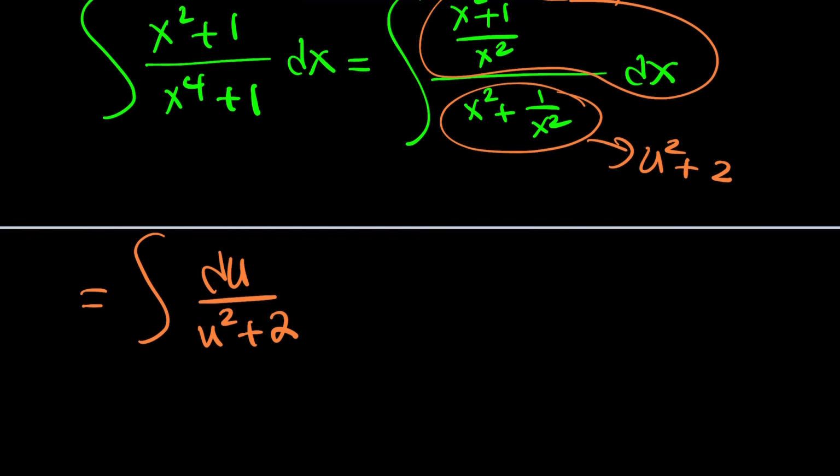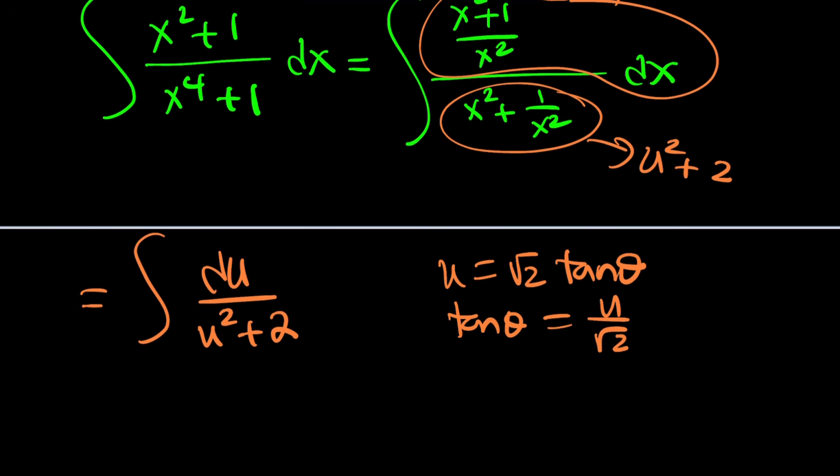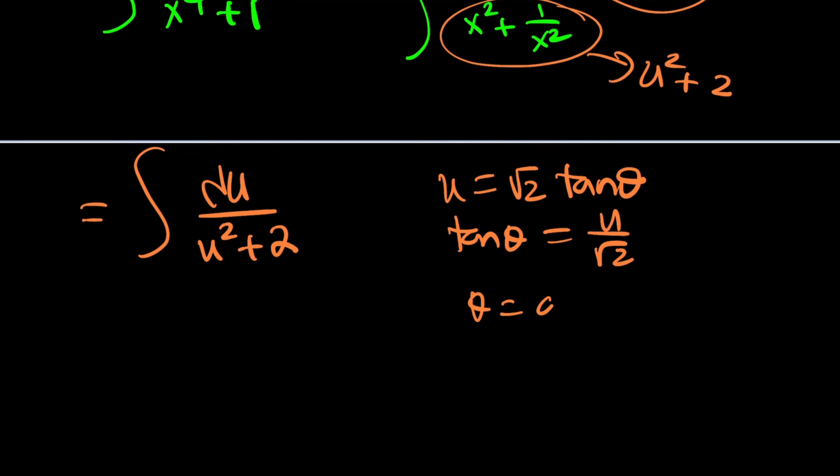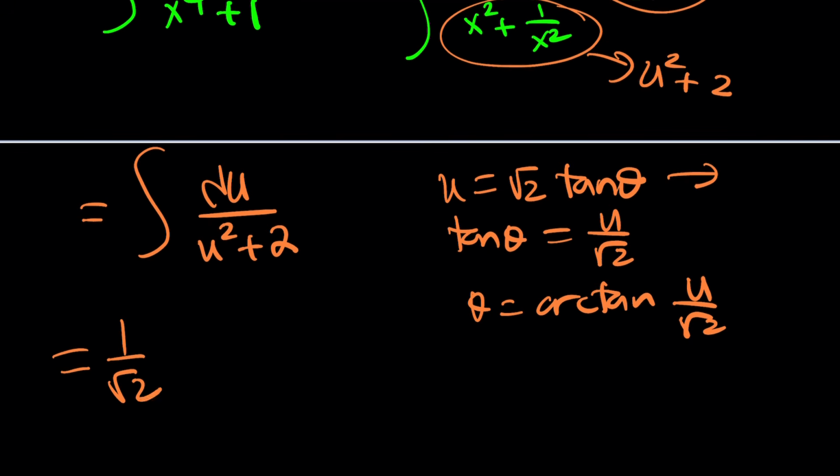Again, for the same reason, you can call this u equals square root of 2 times tangent theta. And from here, tangent theta becomes u over root 2, and then theta becomes arctangent u over root 2. You can differentiate this. You'll get the secant squared, which is 1 plus tangent squared, and so on and so forth. And at the end, you're going to get something like this. Ready? 1 over root 2 multiplied by arctangent u over root 2.